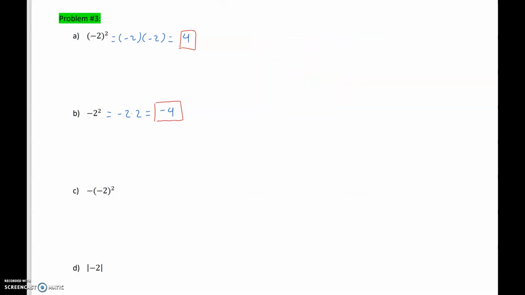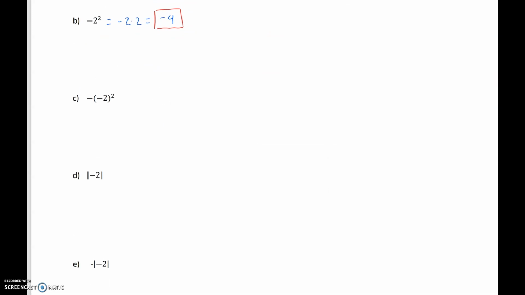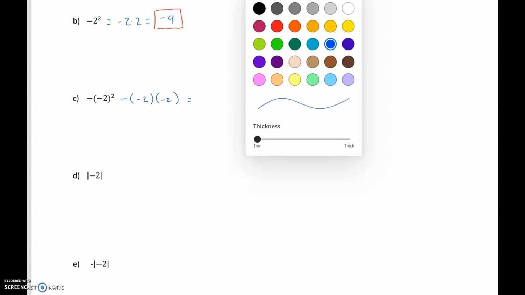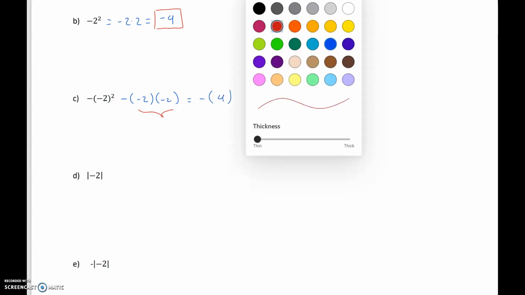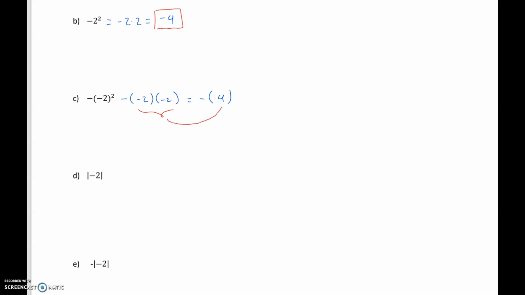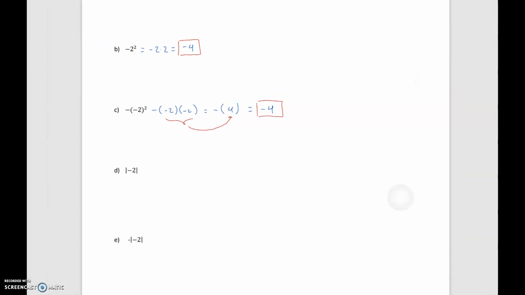Moving on to C, we have to be a little bit careful on C because we technically have a negative, and then the exponent is only with the negative 2 times negative 2. As you multiply these values, you're going to get a positive 4, since the multiplication of those two negatives gives a positive value. But there's a negative on the outside, so your final answer is going to be negative 4. And it is slightly different than A and B. Let me just display those again here.